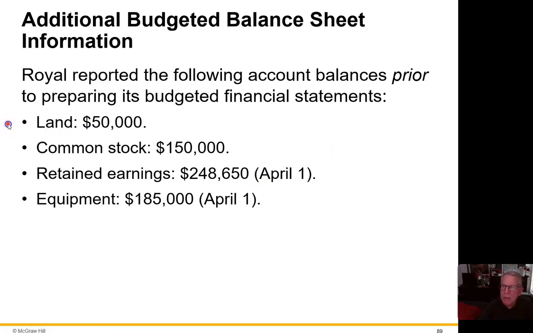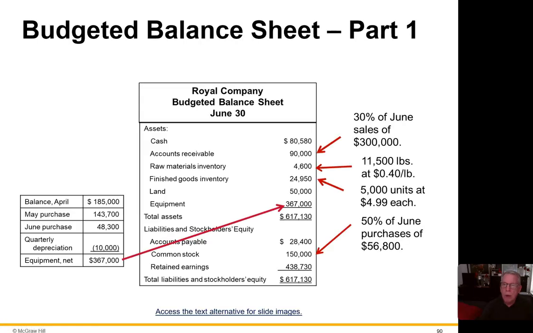It had land of $50,000, common stock of $150,000, retained earnings beginning of $248,650. We'll have to adjust that retained earnings for the end of the quarter, and then beginning equipment of $185,000. So in this case, we bring over all those items here, and 30% of sales in accounts receivable for June. You'll remember that number.